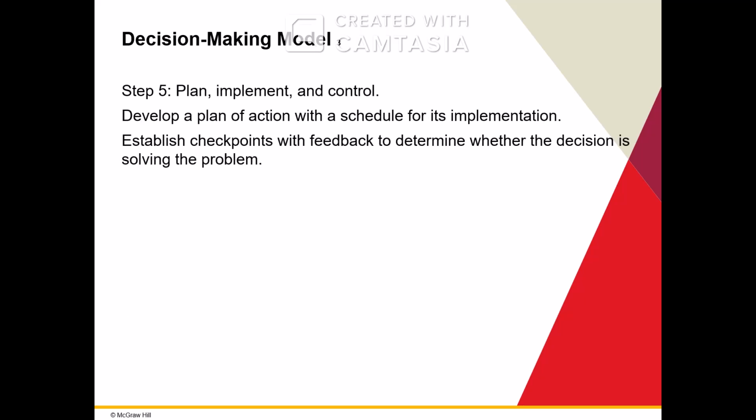Then in step 5, we have to plan, implement, and control. So develop a plan of action after understanding the problem, setting the criteria, setting alternative, analyzing each of those alternatives. Then we have to develop the plan of action with a schedule for its implementation. And of course, a plan needs to be implemented, and a schedule, a starting and an ending time should be there very accurately in order to implement it. And of course, how to implement it, the ways of implementation. Establish checkpoints with feedback and determine whether the decision is solving the problem. And of course, we have to control, which is monitoring while implementation and feedback after implementation.